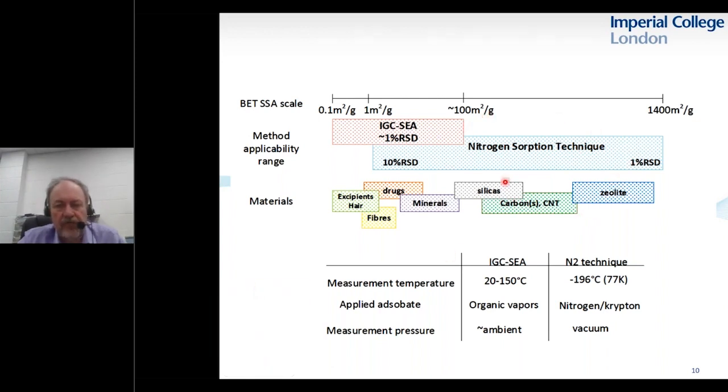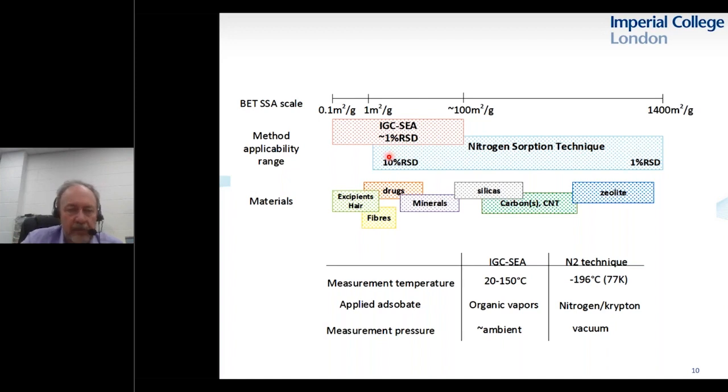So for nitrogen techniques, for surface areas of about 1 meter squared per gram, up to typically about 1400, I should say, nitrogen absorption is the go-to method. But once we get down to a few meters squared per gram, the errors become quite large. Typically a 10% error would not be uncommon. So for some people, that could be a bit of a problem.